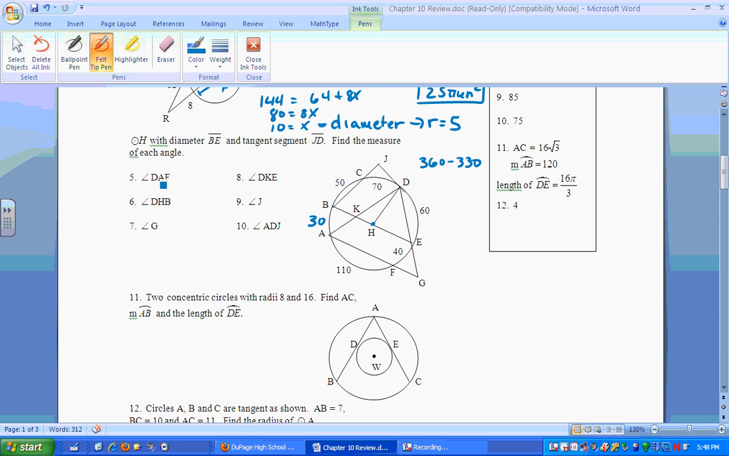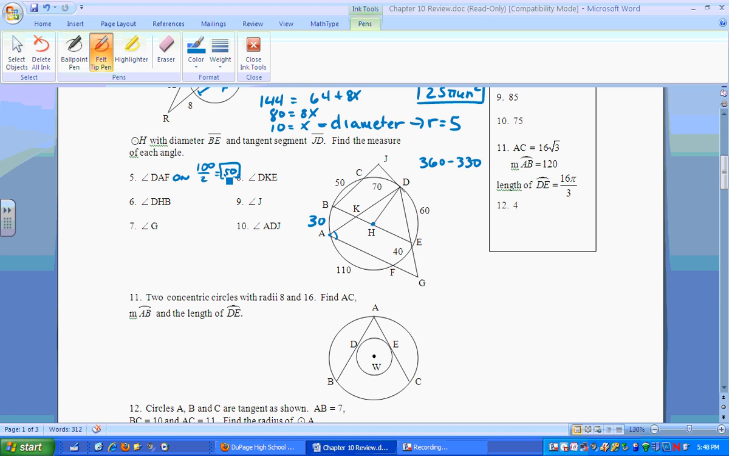From there, we can say DAF, this angle right here. This one's on the circle. So we look at the arc it opens to, which is right here. That arc is 100. So we take 100 divided by 2, and the answer is 50.